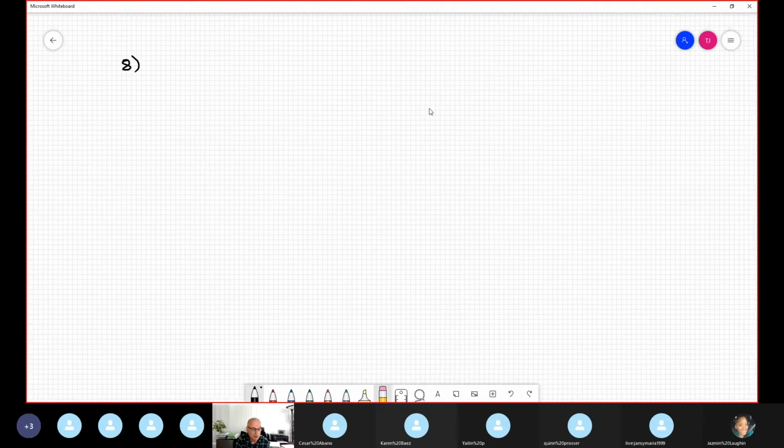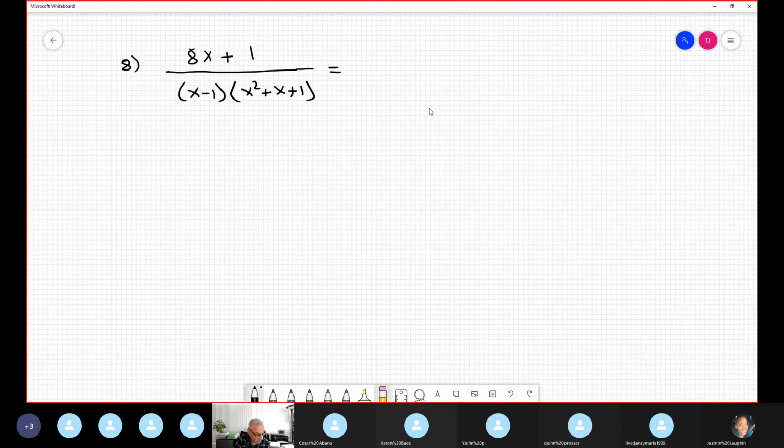Number 8 is not too complicated, it's medium complexity. But it's important because it brings a new situation. I suppose to cover everything. Okay, this is number 8. We have to factor x minus 1, which is linear, of course, non-repeated, and x squared plus x plus 1, which is an irreducible quadratic.